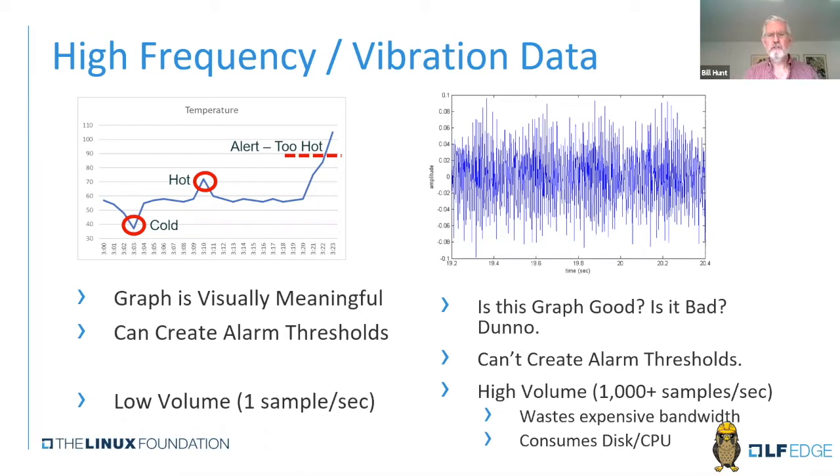But on the right, in vibration data, by definition, it has to be many samples a second, even thousands, tens of thousands, even millions of samples a second. So now you have this data that's very voluminous, but it's not clear what it means. So what do you do with that problem?